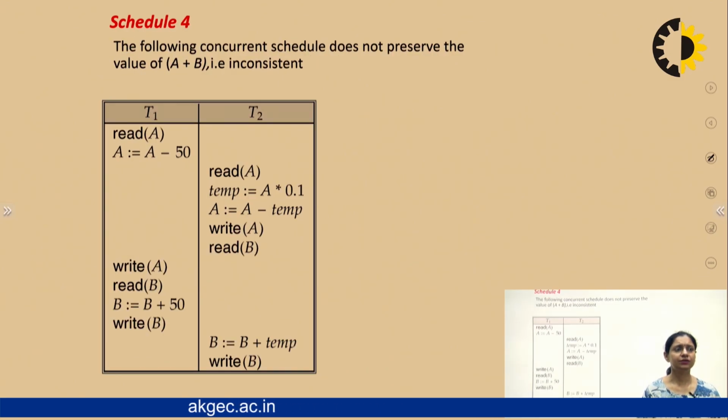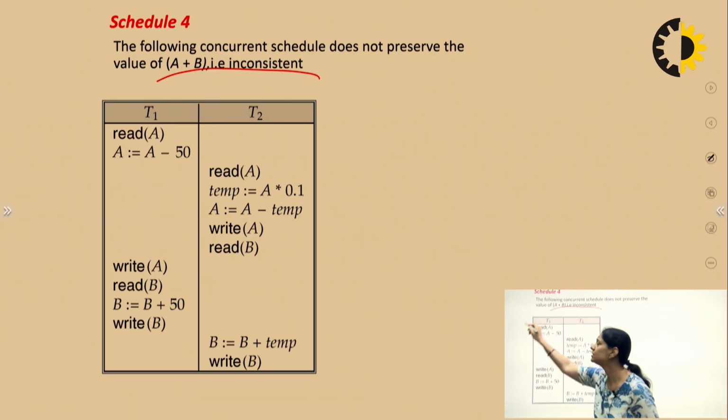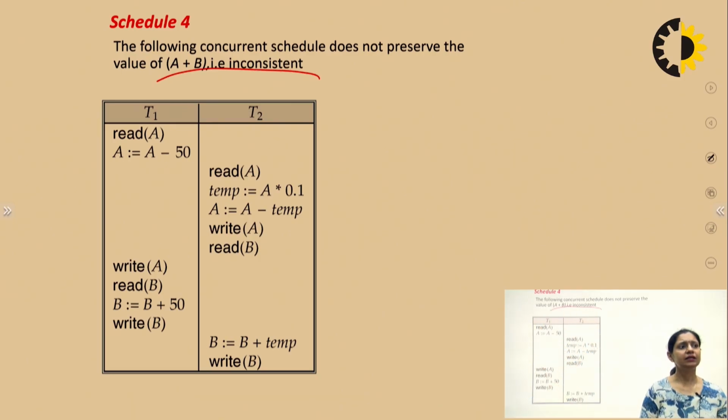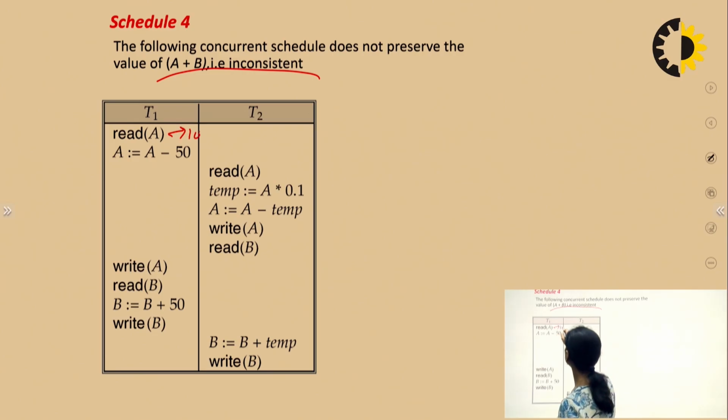Now let's look into schedule 4. Schedule 4 talks about some changes which do not preserve the value of A plus B and hence is inconsistent. Here T1 is reading the value of A and doing the operation, but not updating the value of A. Meanwhile, transaction T2 would read the value of A. So in that case, what happens? Suppose the initial value of A is 100. A is equal to A minus 50.